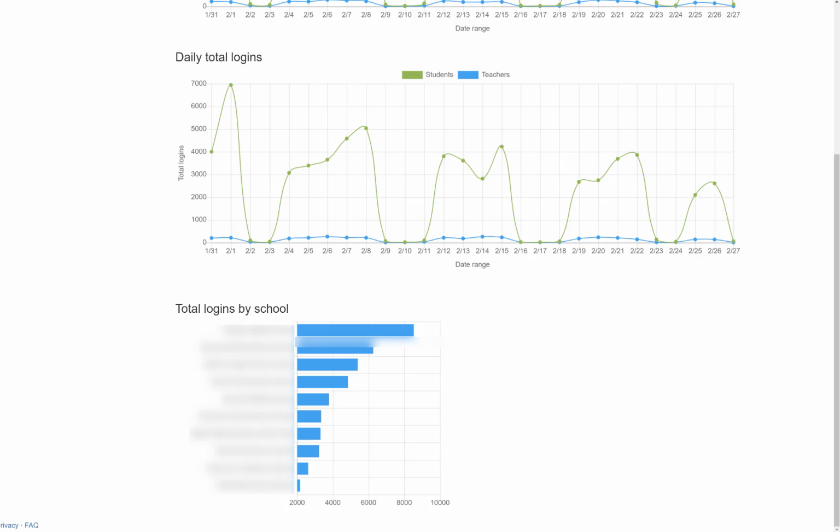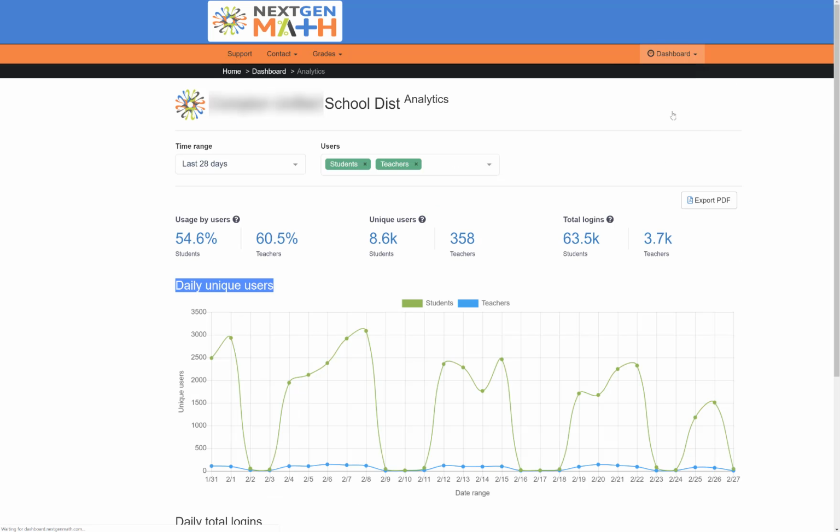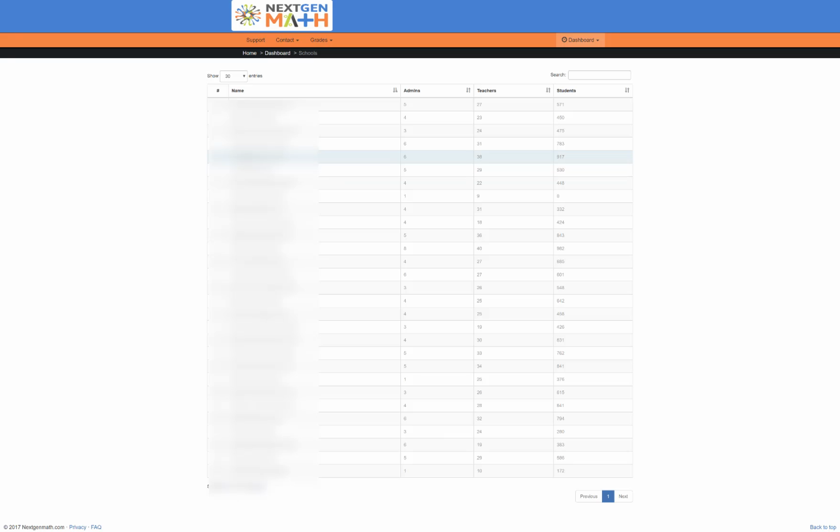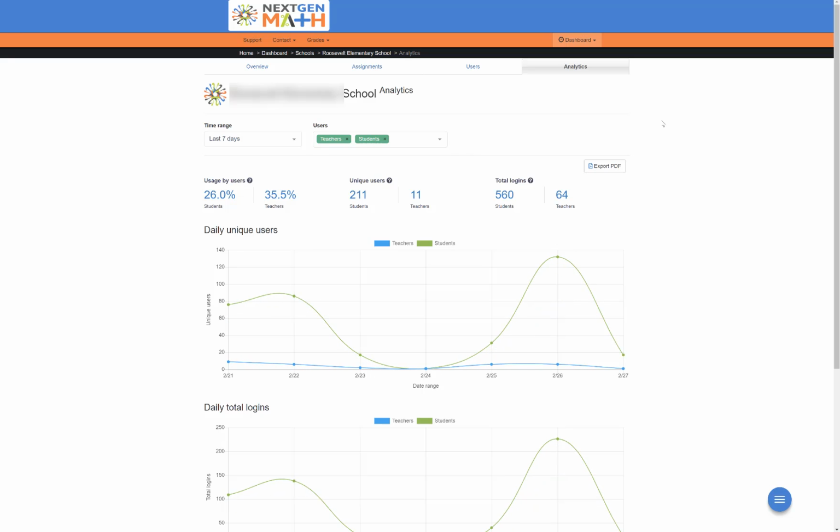The next data that appears is the total logins by school. If districts would like more detailed information about the total logins by school, then go to the dashboard and select schools, which will take you to your school page, and by clicking on a particular school, the detailed data for that particular school appears.